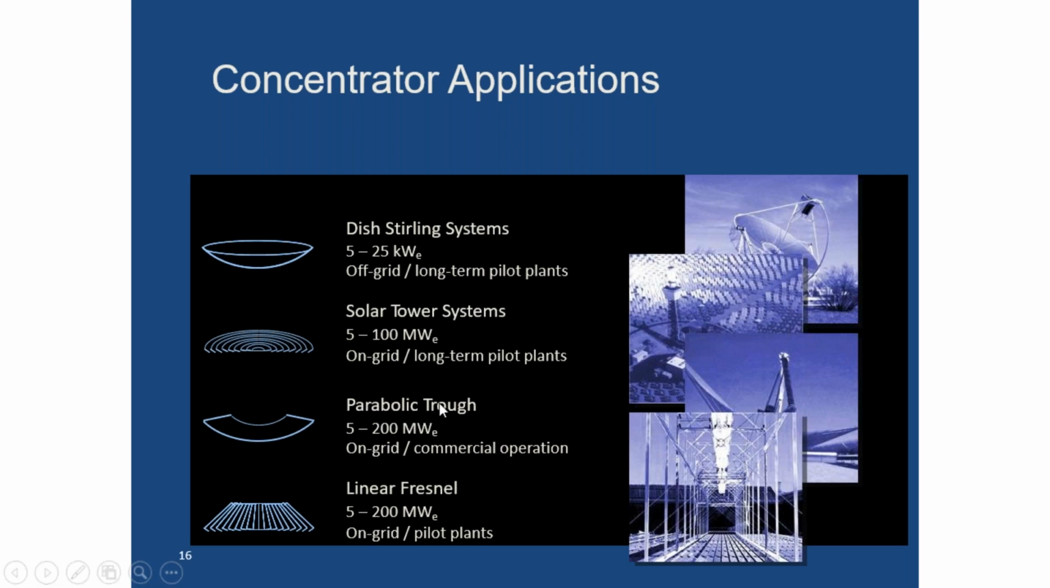Now again, the parabolic trough is used and it can produce 5 to 200 megawatt electricity. Now again, the linear Fresnel can produce 5 to 200 megawatt electricity.